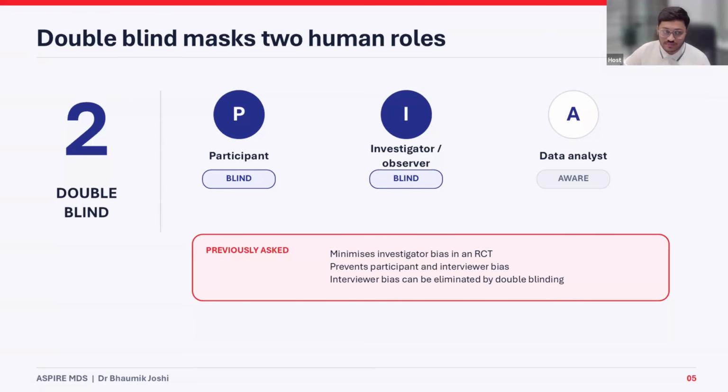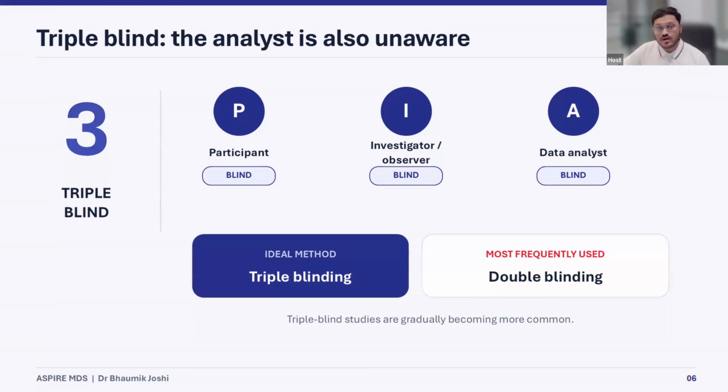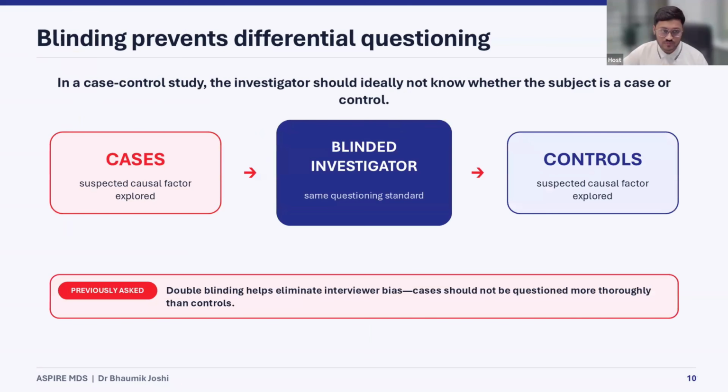In the single blind trial we saw, it was just the participant. In the double blind trial, it is the participant and the investigator. And in the triple blind trial, all the three, the participant, the investigator, as well as the person who is analyzing the data, are unaware of which group was given which intervention, whether it is a drug or any kind of surgical intervention or anything. So these are the three types of blindings. The most ideal method of blinding is triple blinding, where none of them know. But the most frequently used blinding, if it is asked to you, will be double blinding. So it prevents differential questioning.